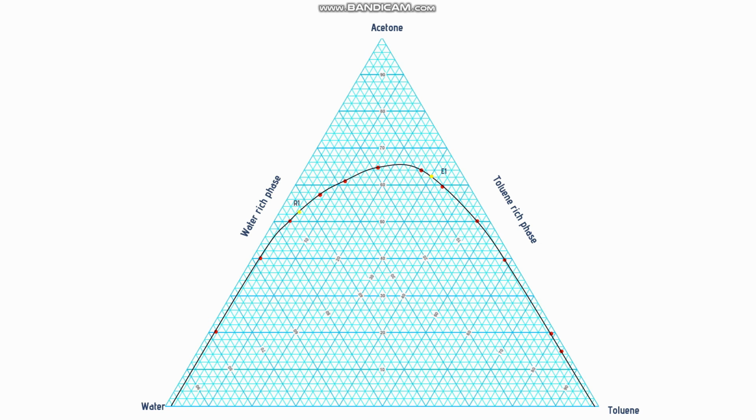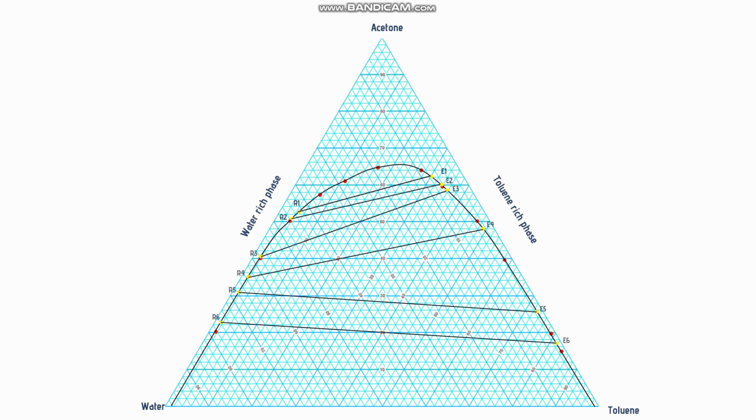So we construct the 2 points and we join them by a tie line. After that, we do the other points and construct them with tie lines. After joining every point with tie lines, we can notice that the tie lines from E1 until E4 have a positive slope, and only the last 2 tie lines have a negative slope.